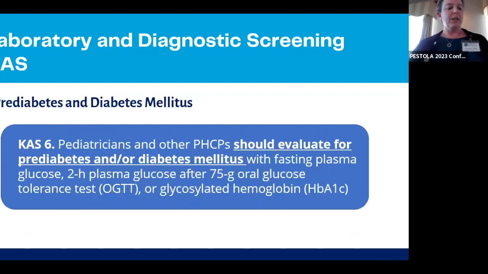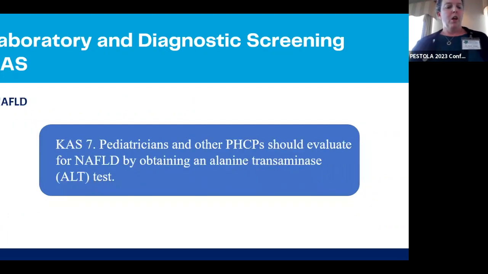For prediabetes and diabetes, laboratory evaluation is looking at fasting glucose, an OGTT, or a hemoglobin A1C. This is what y'all already do. It's in alignment with the ADA recommendation, but also with the 2017 Pediatric Endocrine Society guideline for obesity. For fatty liver, key action statement 7 was to evaluate for that using an ALT, and that was also based off the 2017 NASH-BGAN clinical practice guideline.